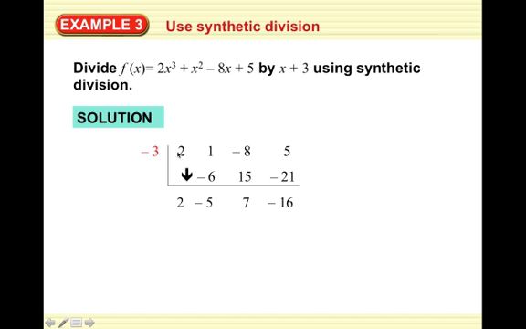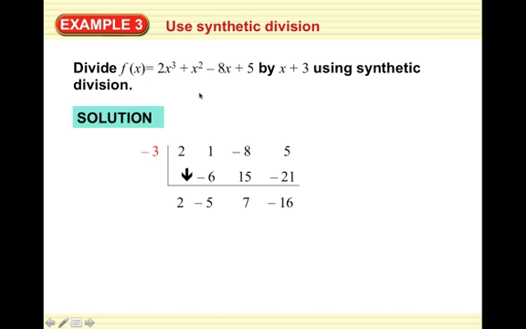And then we do 2 times negative 3 is negative 6. And then we add down the column. 1 plus negative 6 is negative 5. Negative 5 times negative 3 is 15. Negative 8 plus 15 is 7. 7 times negative 3 is negative 21. 5 plus negative 21 is negative 16. All right, and believe it or not, we've got our quotient and we've got our remainder.